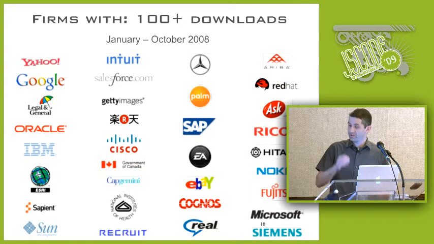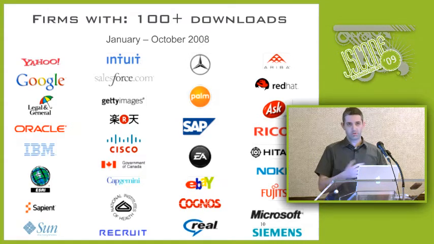This also, we did reverse DNS lookups on that download traffic, and this is just a representative sample of the companies that have at least 100 downloads, and also this does not count the people who just check out the code. This is actually downloading the binaries at night.